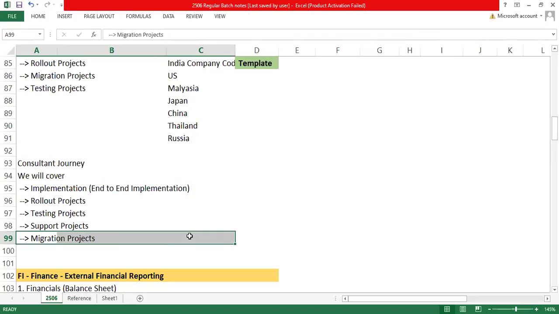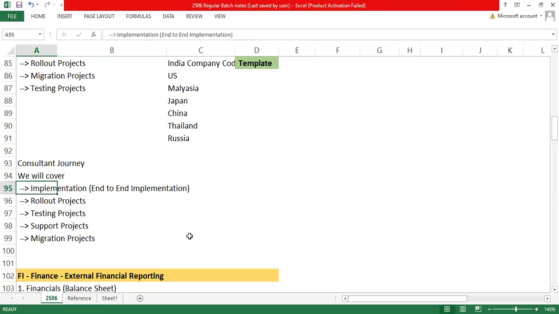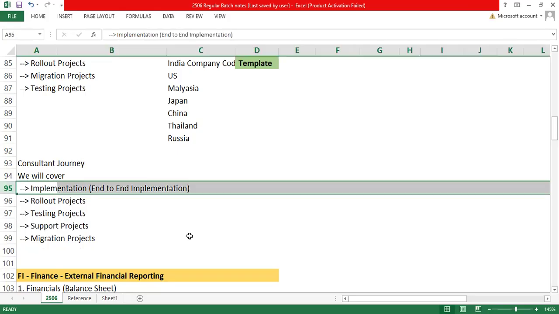We spoke about this at a high level. In upcoming classes, we are going to take each and every project for us to understand. We'll start with the implementation project. We'll understand how implementation happens, starting from day one. As a consultant, what are the activities that you will be handling? We will discuss all of them in detail.